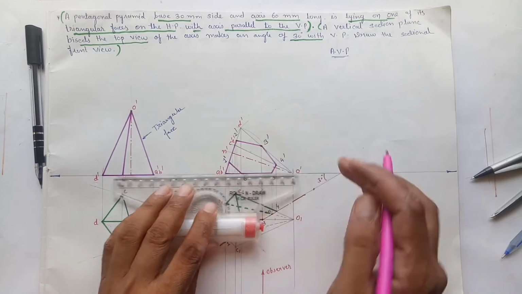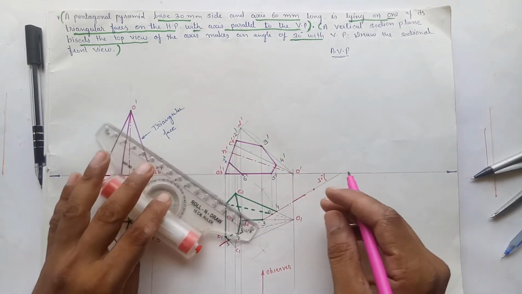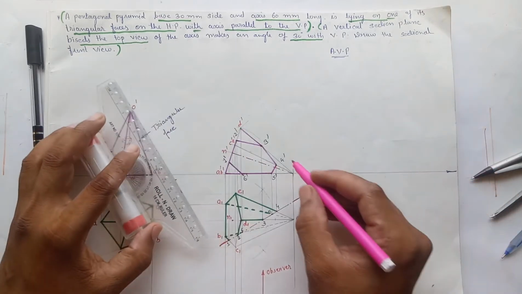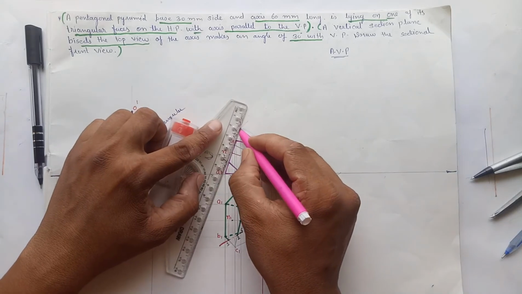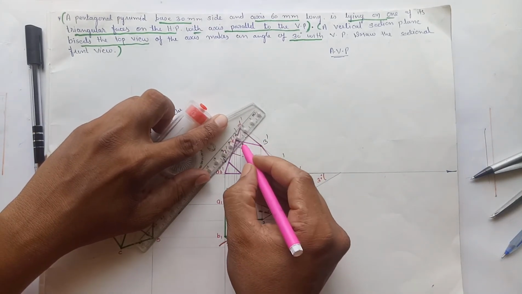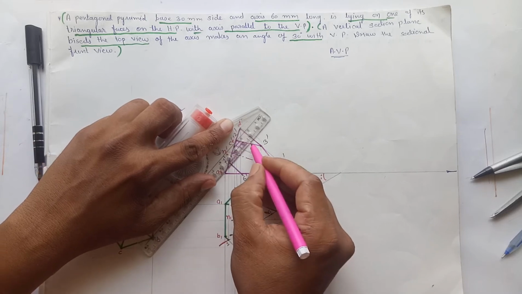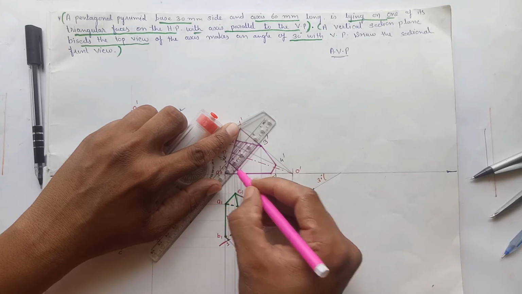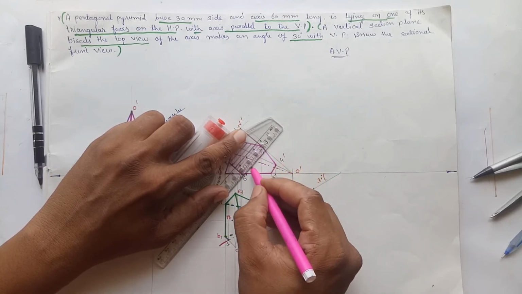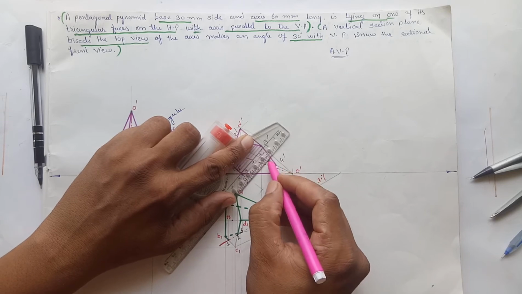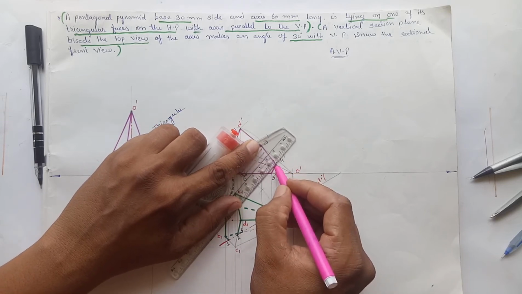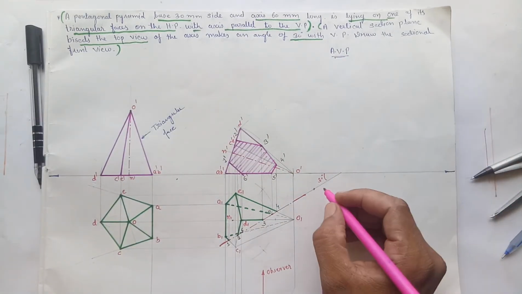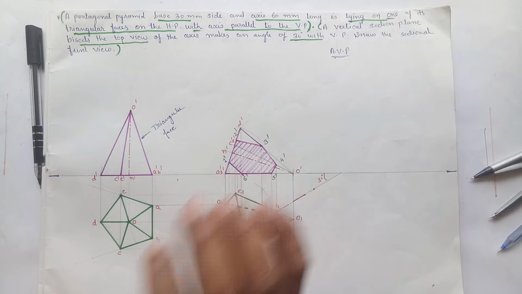As we are going to remove this part, the part of the apex is going to be removed. So show this part as a light part, and this will be the section in the front view, or the sectional front view of the solid after cutting the pyramid by the AVP, inclined at an angle of 30 degrees. So this is the sectional front view.